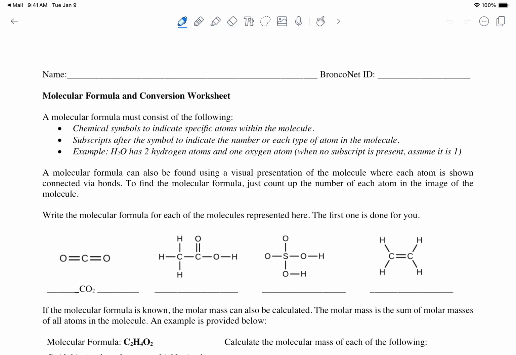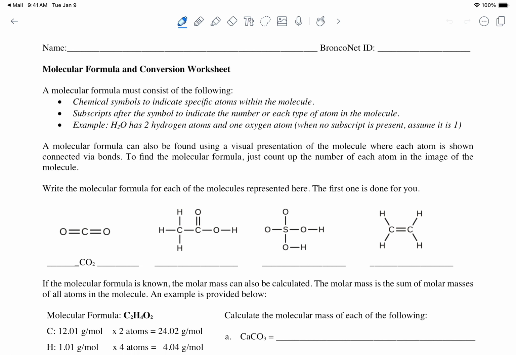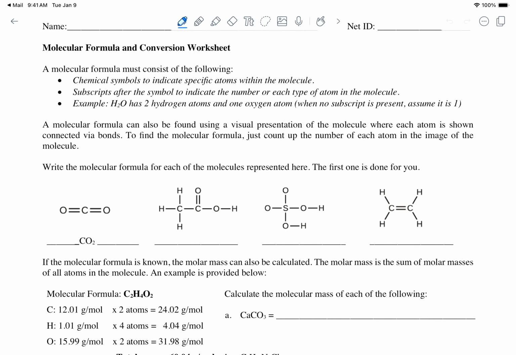Okay, I just want to take a quick second and go through a few problems in this worksheet just to acclimate you to what the worksheet is going through. It's self-guided, so it tells you what you need to do for each step. So it tells you what a molecular formula needs to include, and that's the chemical symbol, the subscript as well. So we gave the example of H2O in class, which has 2 hydrogen atoms, which we know from that subscript, and 1 oxygen atom, which we said we know because there's no subscript on that oxygen.